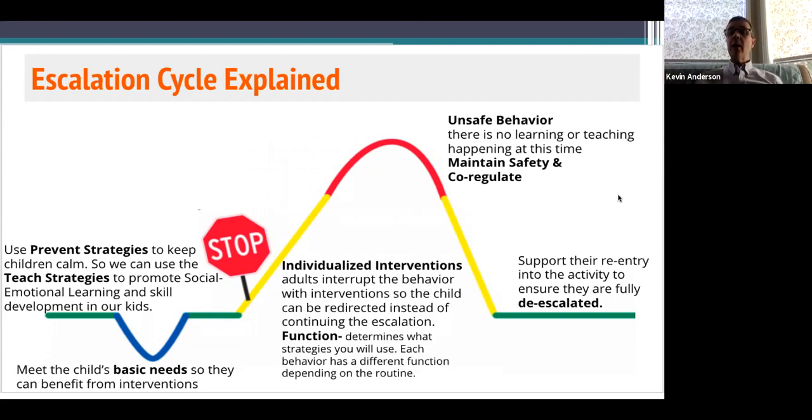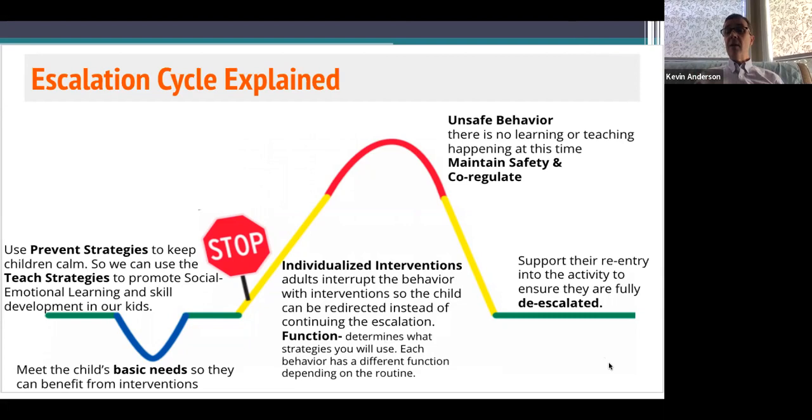This is also where we will talk about what is the function of that behavior. So your child is starting to engage in challenging behaviors because it is working for them. There is something that they are getting out of that behavior that has been successful and continues to be successful. So when we hit this escalation, we still have the opportunity to do those individualized interventions, right? And that's we being the adults doing the interventions.